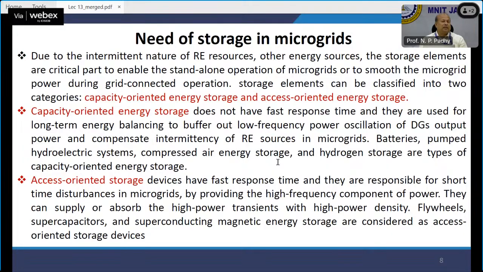All of you, please try to understand the very basic way: I can have a battery in a renewable energy integrated microgrid to make sure that the intermittency is taken care of. However, for fast frequency, quick action, we can have supercapacitors, which are popularly known as access-oriented storage, depending upon the application type.